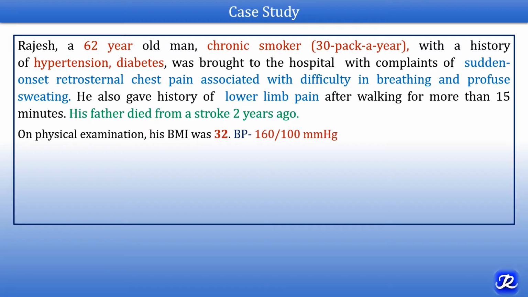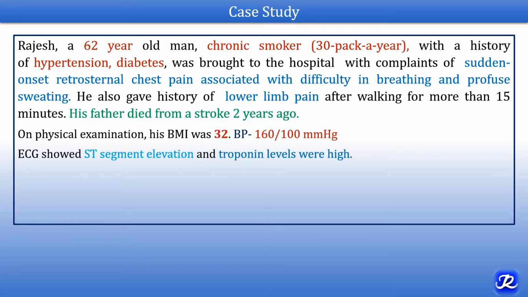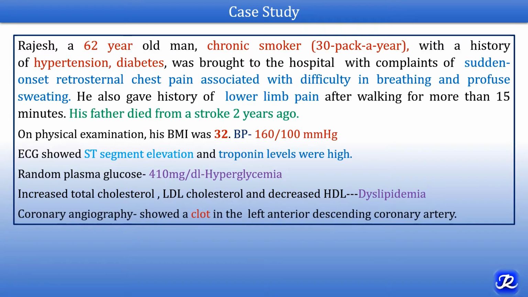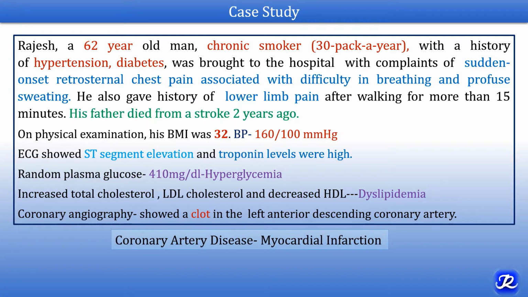On physical examination, his BMI was 32, blood pressure was 160 by 100 millimeters of mercury. ECG showed ST segment elevation and troponin levels were high. Random plasma glucose was 410 mg per deciliter. There was increased total cholesterol and LDL cholesterol, and HDL cholesterol was decreased. Coronary angiography showed a clot in the left anterior descending coronary artery. So the probable diagnosis in this condition is coronary artery disease, that is myocardial infarction.